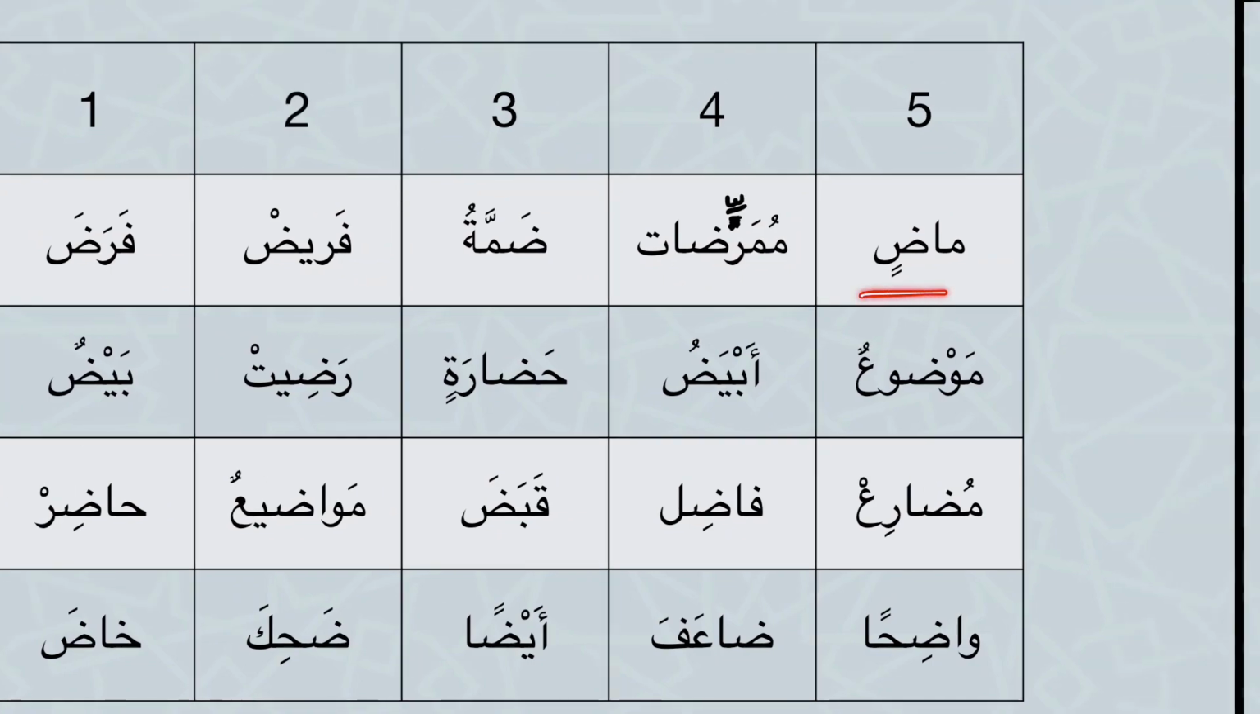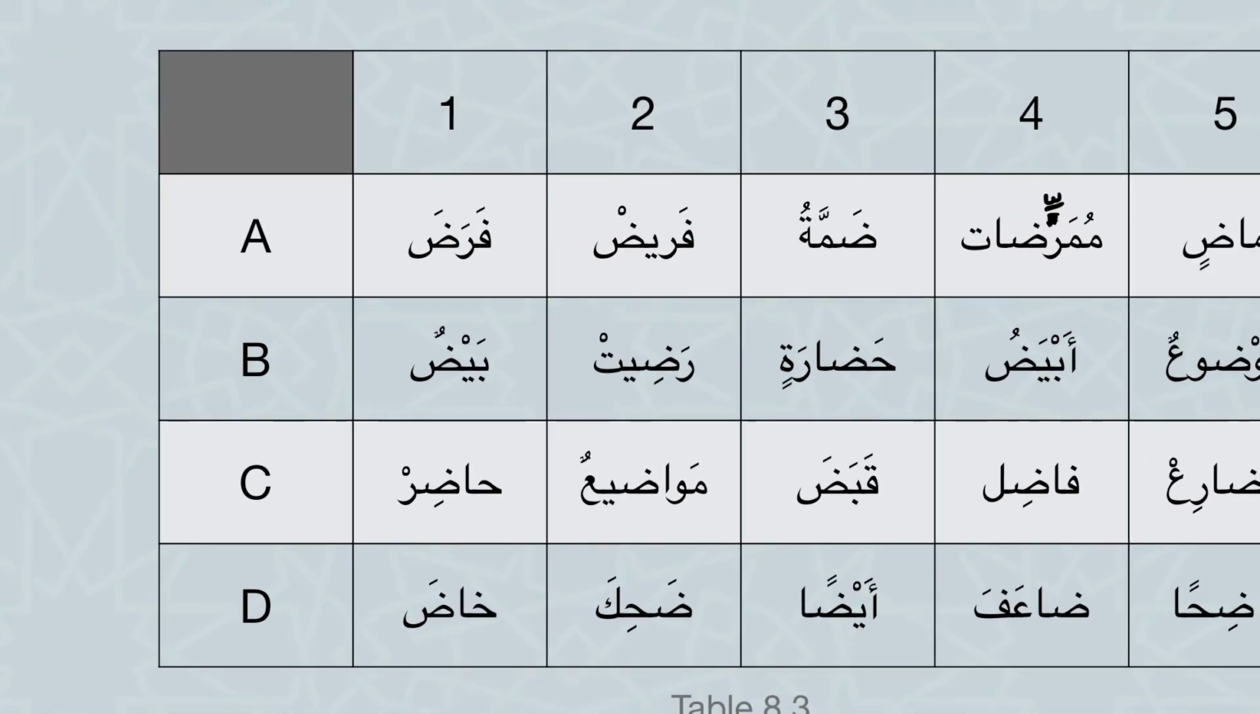This one is very simple. ماضٍ. You're basically velarizing the meem. You're pronouncing ma. No, it's ماضٍ. Perfect. Very good. Thank you very much. So you see, that's not hard. Anyone wants to take row B?